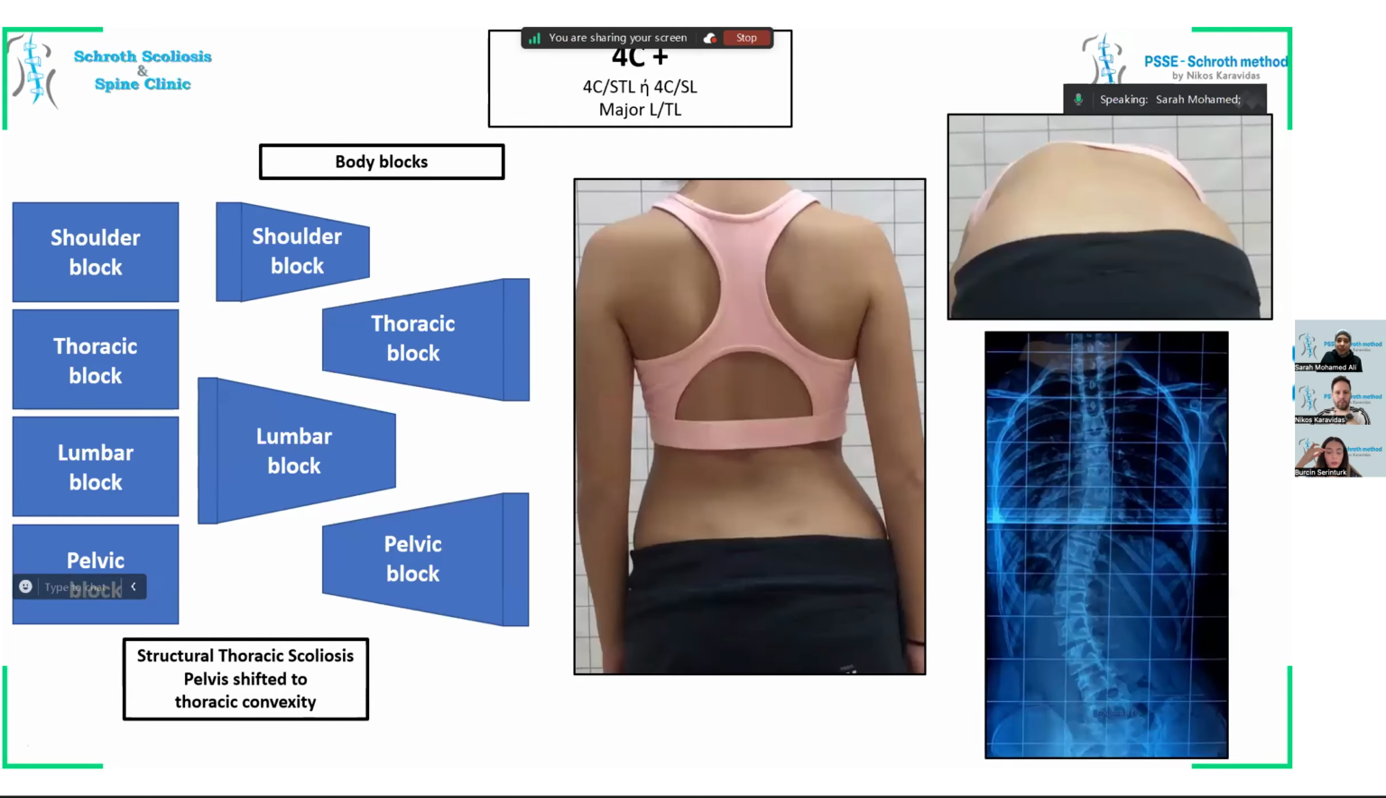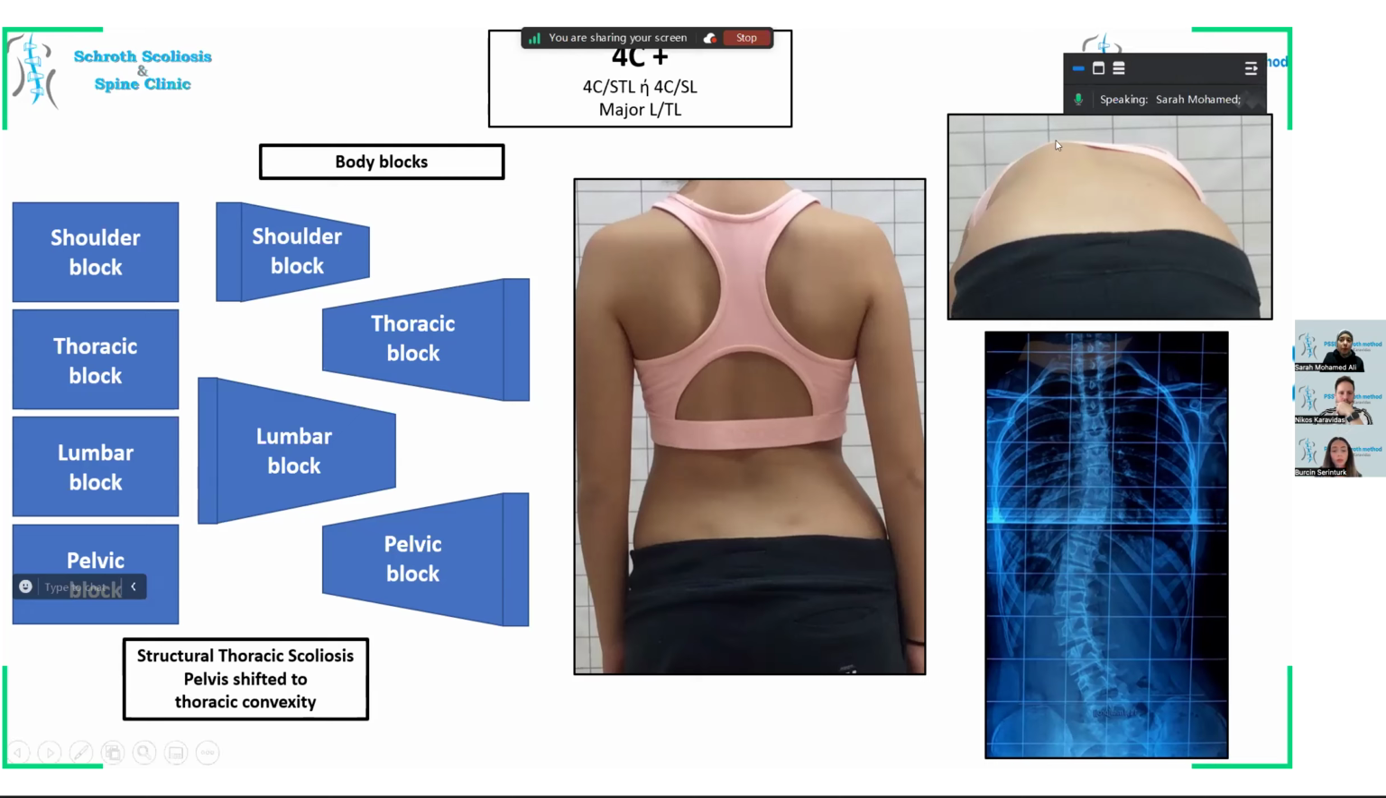Next is the 4C. For the 4C, we ask ourselves the same questions. Do we have a structural thoracic scoliosis? Yes. In order to classify a 4C type, we need to have a thoracic curve, even if my main curve was the lumbar or thoracolumbar, but we need to have a thoracic curve. Otherwise, it would be called SL or STL type. So for the 4C, yes, we have a structural thoracic scoliosis.